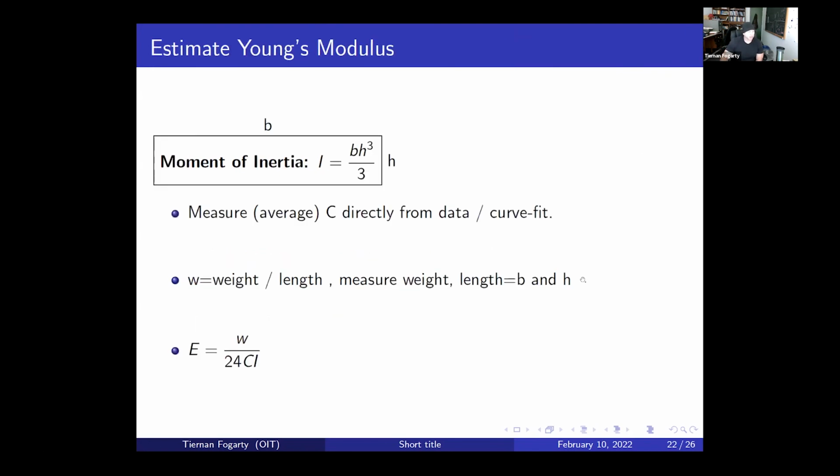And I talked about this a lot, since I'm down to a short time. They measure the height and the width of the beam so that they can get the moment of inertia. They measure the weight, they measure the length. So they have all these constants, W, C, I, and this W over 24 C I is a number that they have measured in their best fit, so they can use it to approximate E.